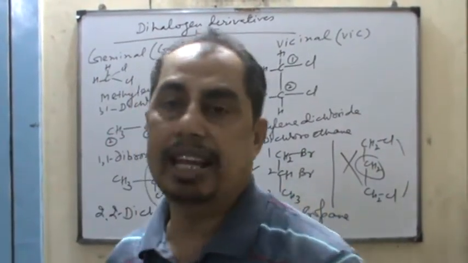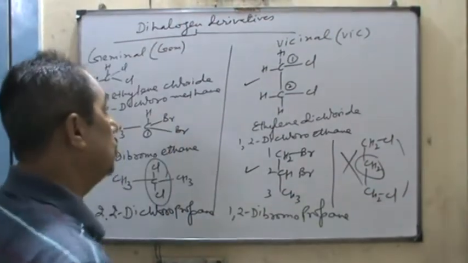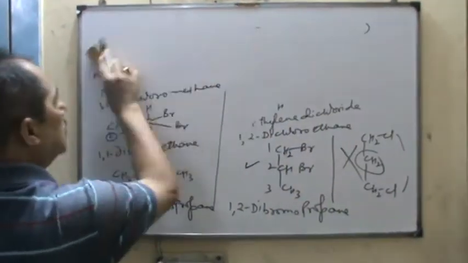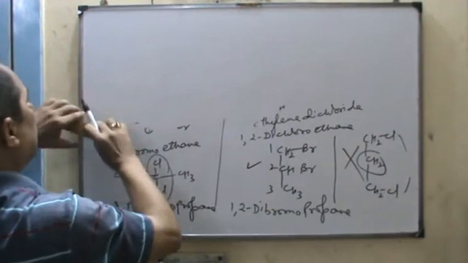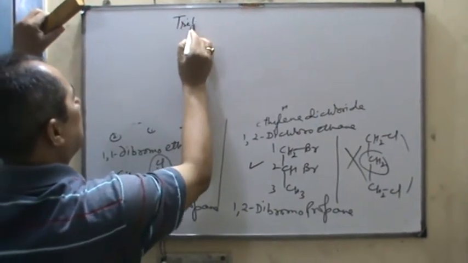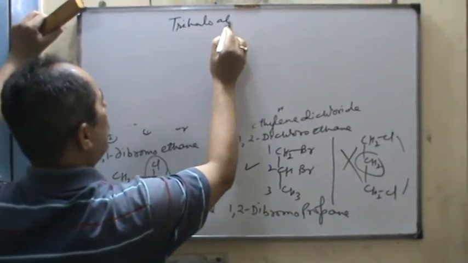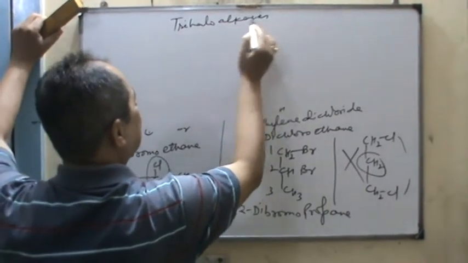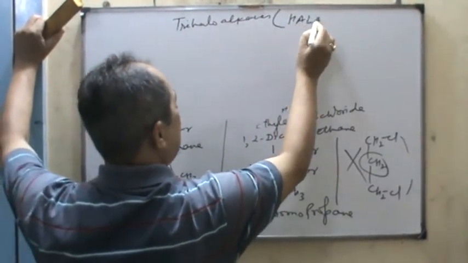Similarly, trihaloalkanes. Trihaloalkane means 3 halogen atoms present on the carbon here. So in case of trihaloalkanes, that is known as haloform.